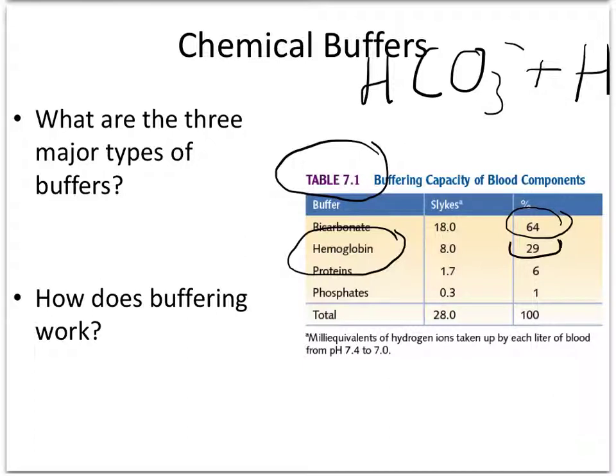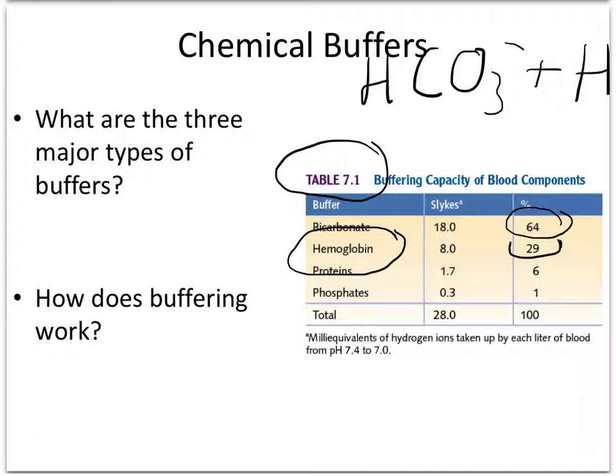So that's important. Those are the two major buffers, and then you also have some other proteins in your body that do that. The main one is albumin. That's your main plasma protein. Then you also have phosphates that do a little bit of this work, and those are shown here. We'll talk a little bit about the phosphate buffering system as it relates to the kidneys.